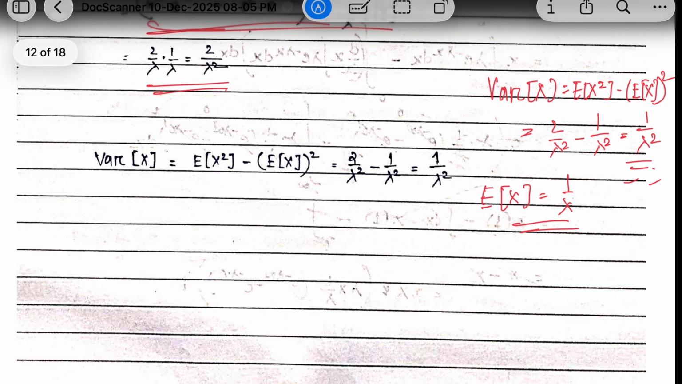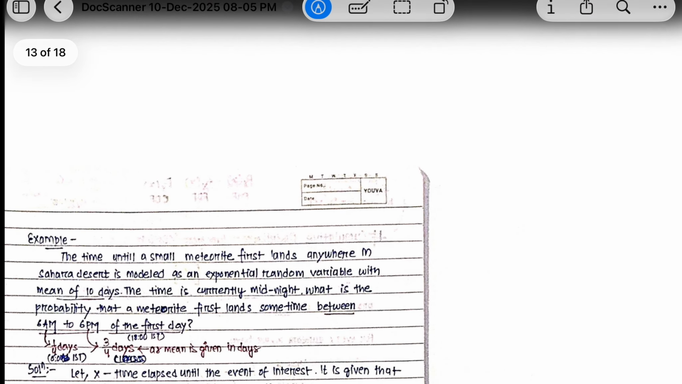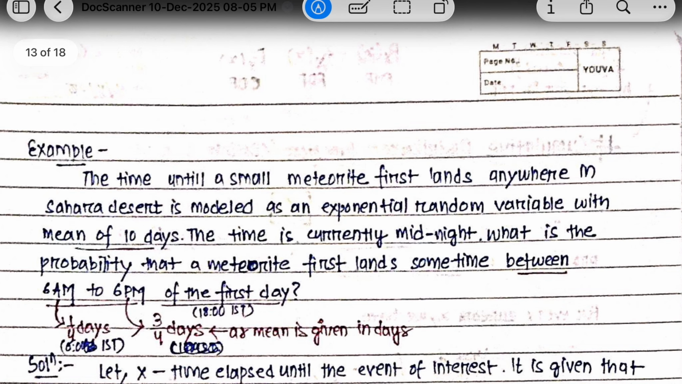This is the thing. So I have a question now. This is your question. You need to solve it, and after that we will be proceeding to the cumulative distribution function, CDF. I think we will pause this video here and take up the cumulative distribution function in the next video.